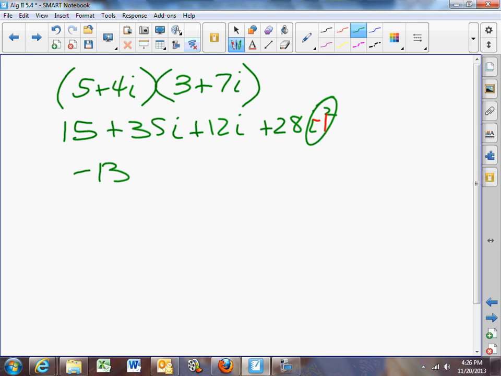35i plus 12i is 47i. Now, guys, you've got to listen to me here. If you stop at 15 plus 47i plus 28i squared, I will not give you any credit. You must know and recognize that i squared is negative 1, and when you see it, you must replace it with negative 1 and continue on until you get an answer. It is not acceptable to leave it as i squared. All right.